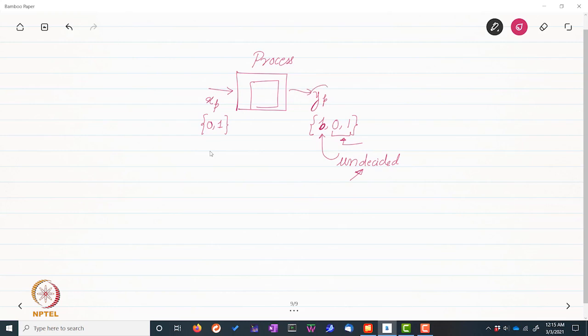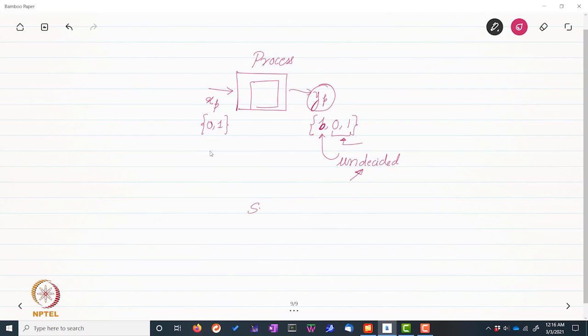So also the other thing is, this is a write once register in the sense that we cannot update its value. All right. So now, given this process model, where we know what the inputs are and what the possible outputs are, let us look at how exactly processes will communicate.